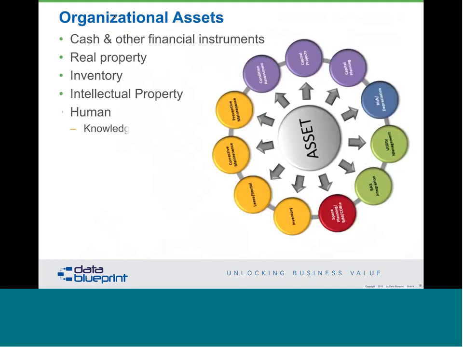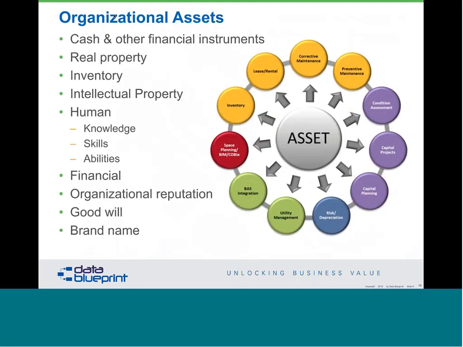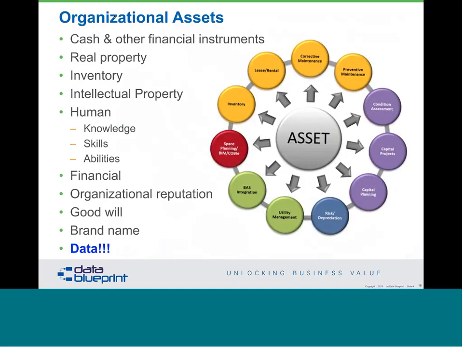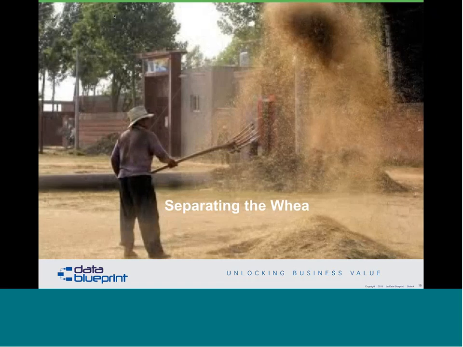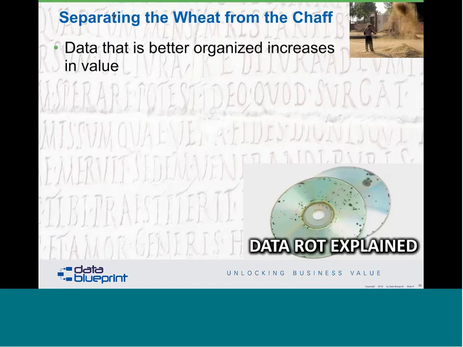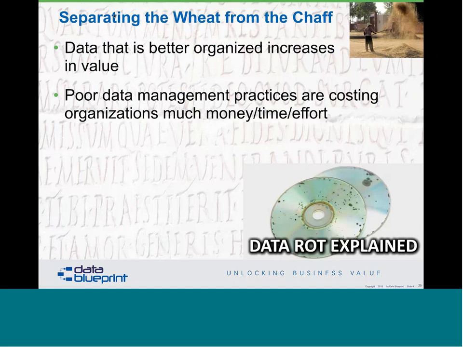Now, I mentioned before organizational assets. Most organizations consider these things the list of assets they have. However, most people don't think of data as an asset, and yet, of course, it is. I'll give you some specifics on it, but let me give you an interesting characteristic of data right from the starters. First of all, it's real important, as everybody knows, to separate the wheat from the chaff if one is trying to make food. Data that is better organized also increases in value, and again, I don't think we have too many people that disagree with that. What most people don't understand, though, is that poor data management practices are costing organizations a lot of money, a lot of time, a lot of effort.